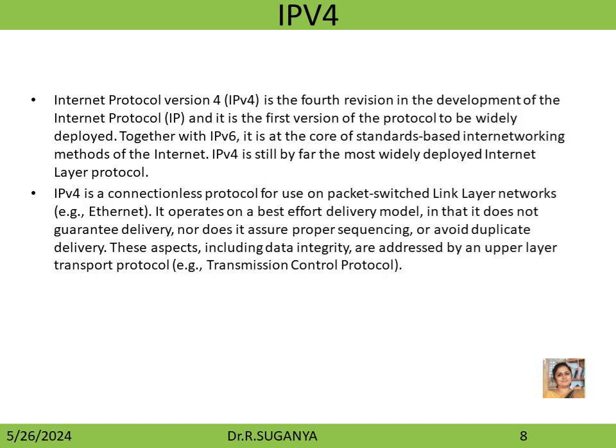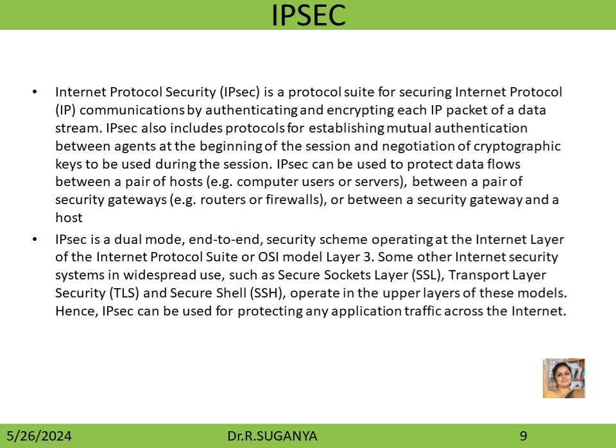IPv4, Internet Protocol version 4, is the fourth revision in the development of the Internet Protocol, and it is the first version of the protocol to be widely deployed. It is used on packet switched link layer networks, for example Ethernet, and it includes data integrity. It is a best effort delivery model, in that it does not guarantee delivery, nor does it assure proper sequencing or avoid duplication.